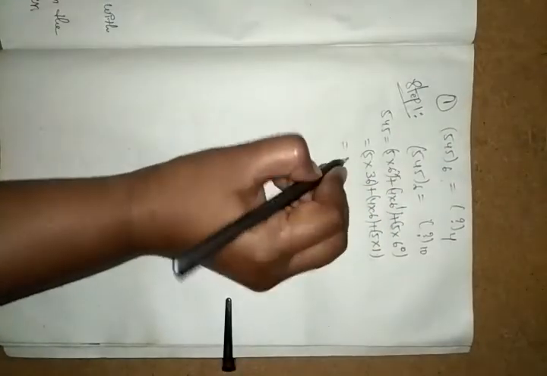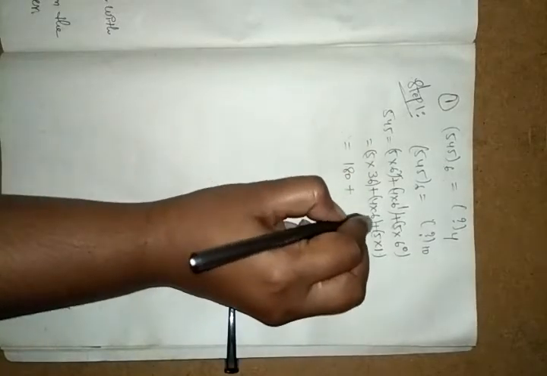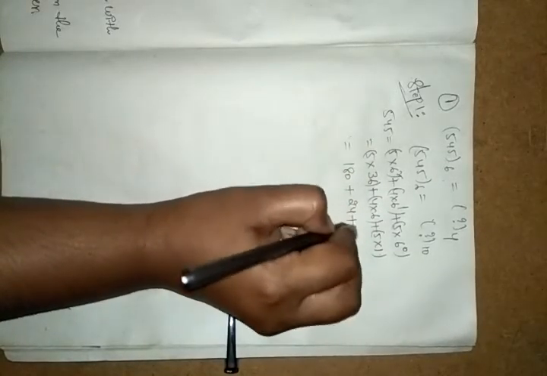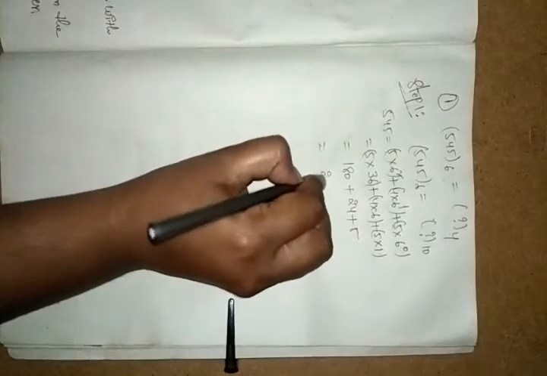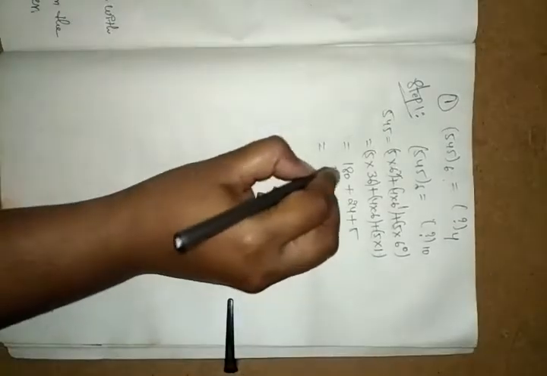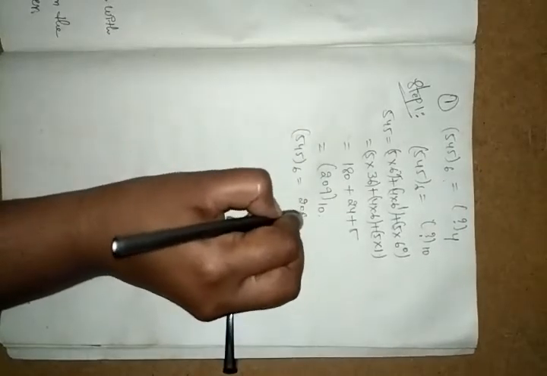Next here we have 5 into 36. 5 into 36 means 180. And we have 4 into 6, 24. And we have 5. 180 plus 24 plus 5, here we'll get 209. So 209 is the base 10 value. We got 545 base 6 equals 209 base 10.